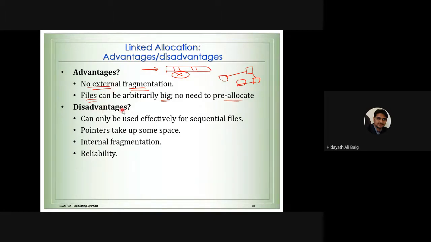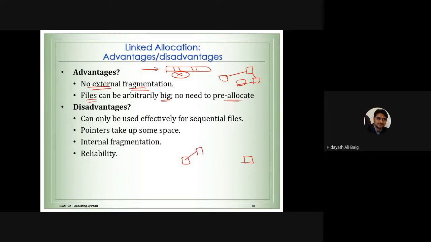What are the disadvantages? It can only be used effectively for sequential files. What do we mean by this? We can read the data only from the beginning to the last one, because the chaining is happening through the blocks.